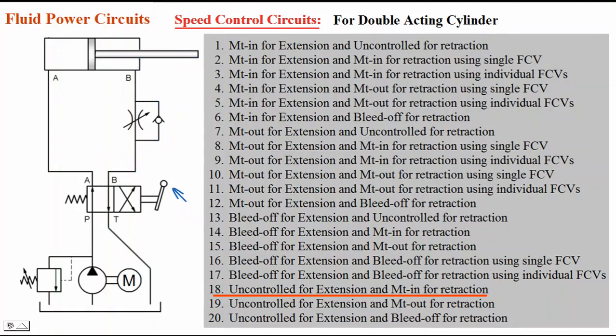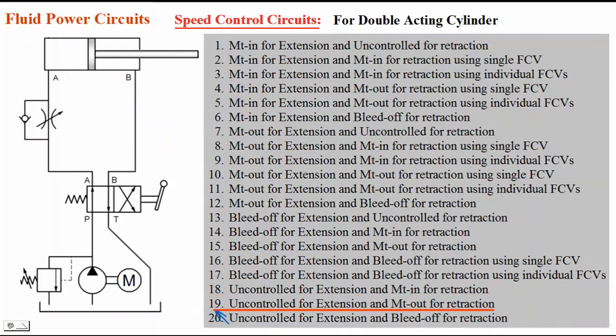And for retraction, I will keep the lever in the other position. P to B, A to T connection is made, and oil will flow from P to B, and that flow of oil has to flow through this flow control valve. It can't flow through this check valve. It has to flow through this flow control valve, and that's why the flow is controlled. Oil which is flowing into the cylinder during retraction is flowing through the flow control valve. That's why it is meter in for retraction.